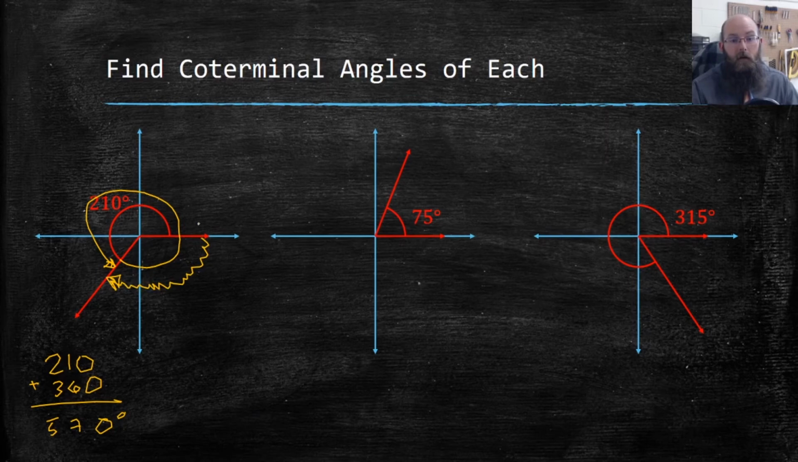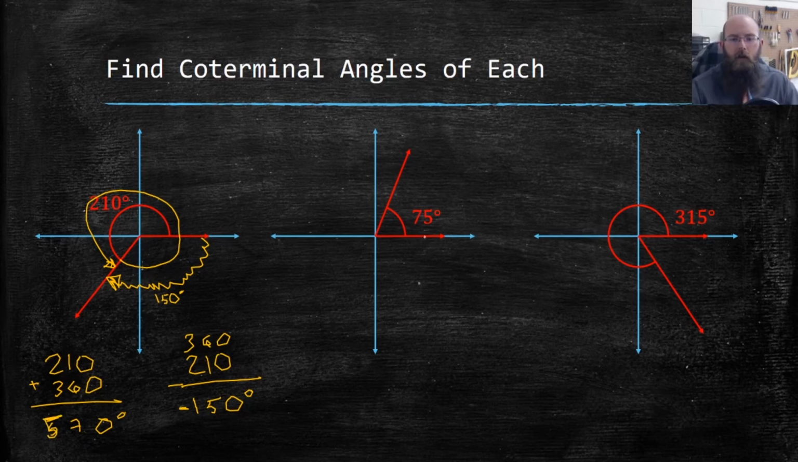Well, a full circle would be 360. How short am I of that? Well, I could do 210, and I could subtract 360, and I get 150. But remember, it's negative. I went negative 150 degrees because I went clockwise. So both of those, the 570 and the negative 150, are coterminal with 210. They all end at the same location.